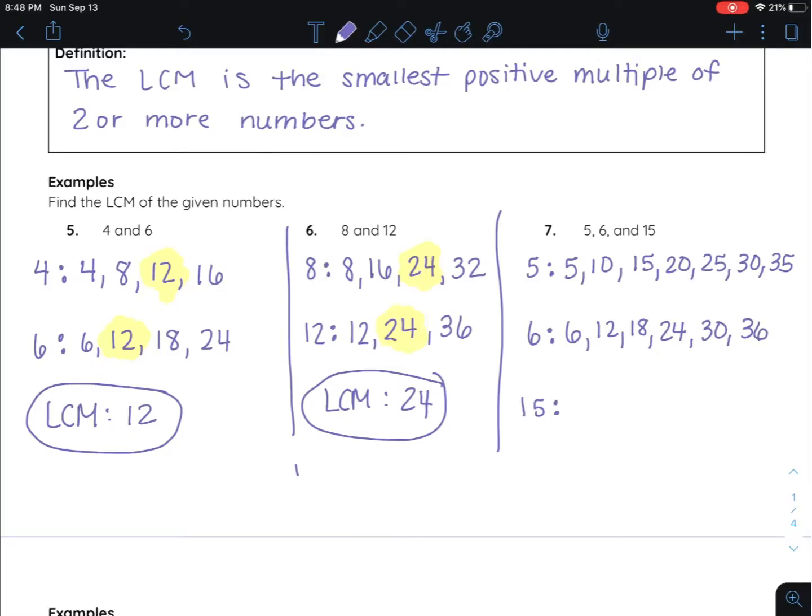Hopefully we can get a 30 out of this 15. So it'll be 15. Double 15 is 30. And then you get 45. So we definitely see all 3 of them have 30. So the LCM, least common multiple, is 30. The smallest number that all of them share when you skip count.